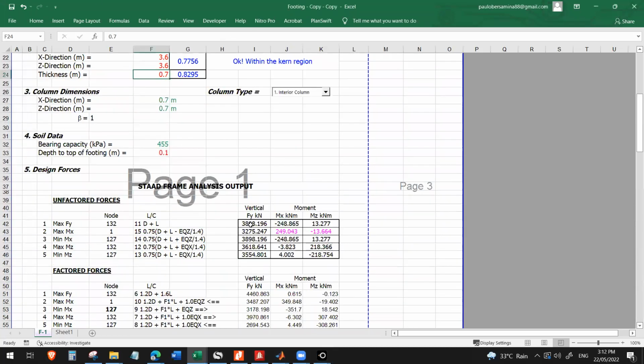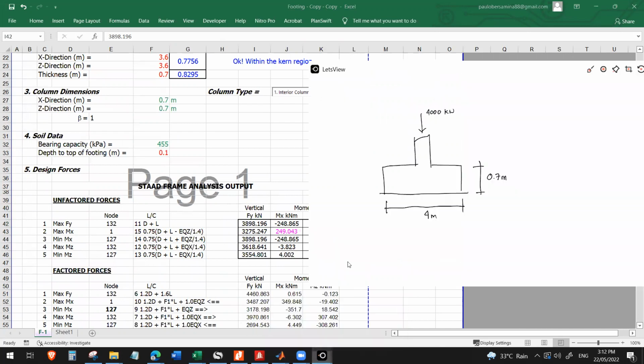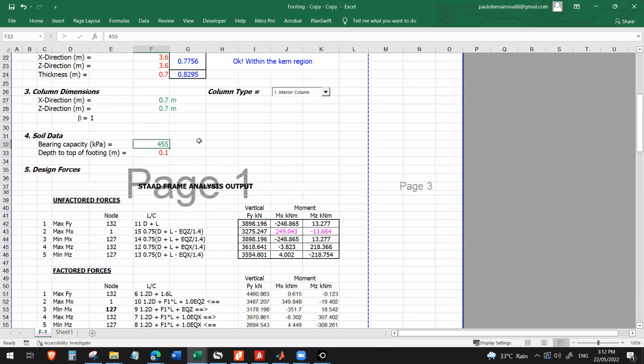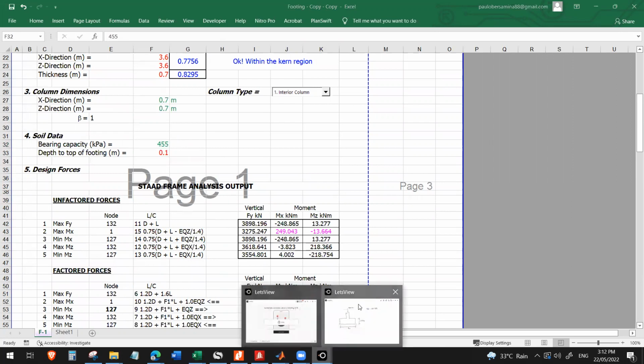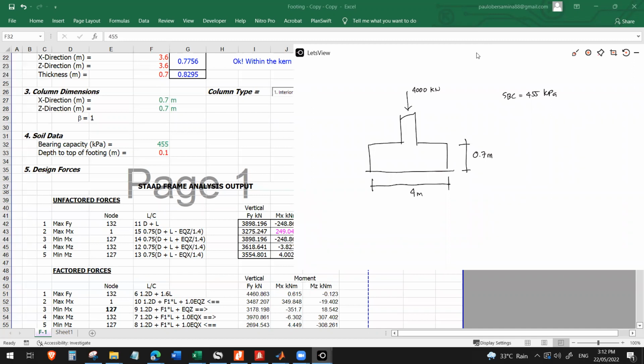So here's the reaction. So the maximum Fy is 39, or I round up to 4,000 kilonewton. So at this section, with a bearing capacity of 455 kilopascal, I use 455 kilopascal because the actual SBC is 350, but since the NSCP allows us to increase the capacity by 1/3, when you multiply that 350 by 1.3, that's about 455 kilopascal.